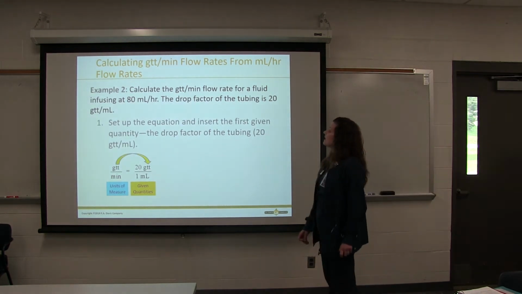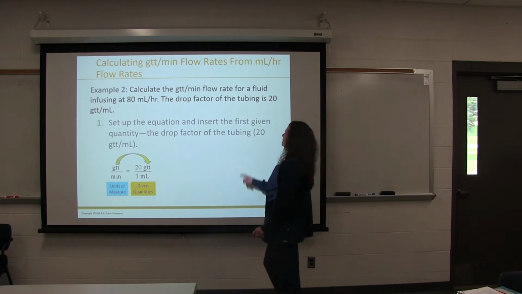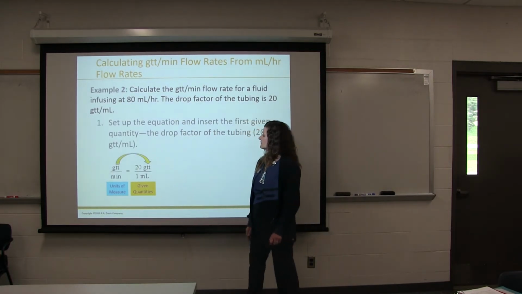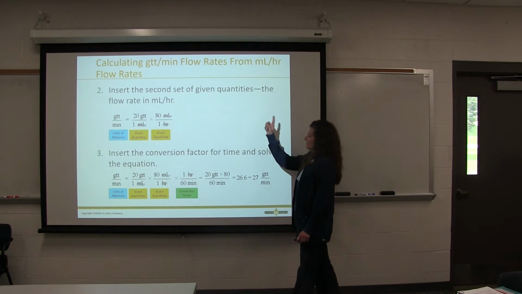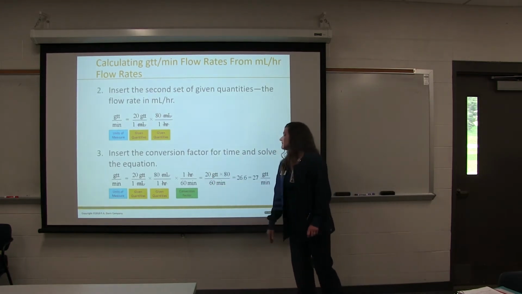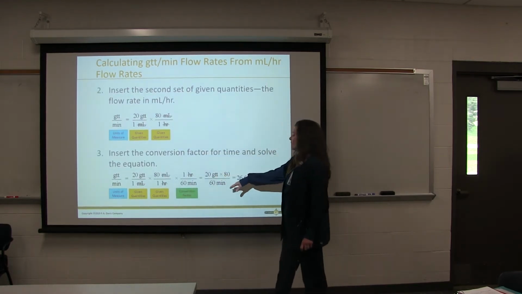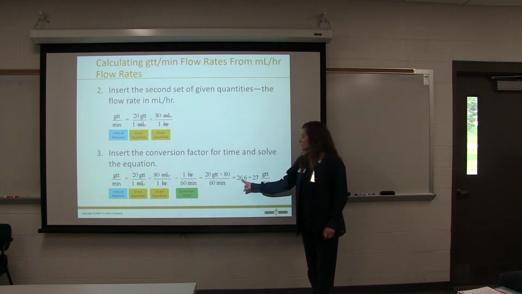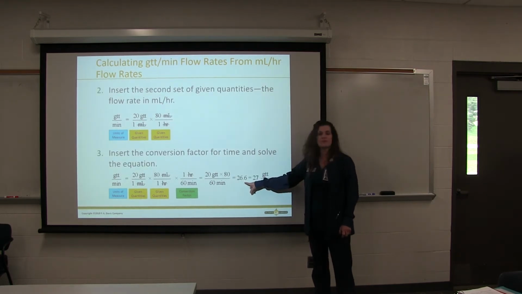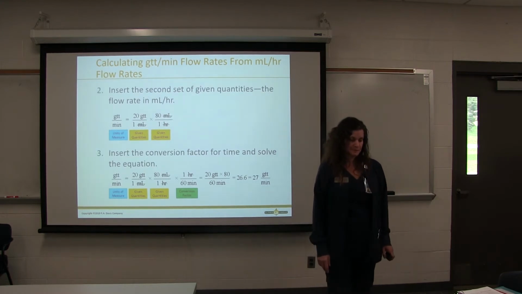Calculate your drops per minute. If you have tubing that's 20 drops per milliliter, so we know we've got 20 drops per milliliter, and we have 80 milliliters per hour. We got to convert that to minutes, so that now we have our minutes and our drops. So we can continue. We know we have everything that we need. We can multiply and divide out. Again, you can't have 0.6 of a drop, so that's 5 or more, so you're going to go ahead and round up to 27 drops per minute.